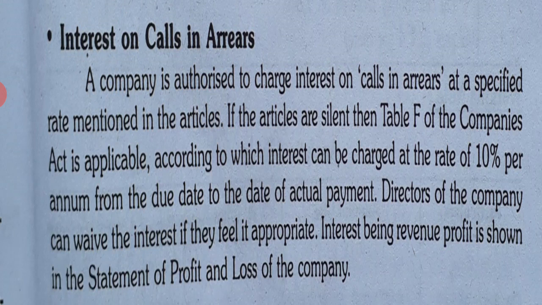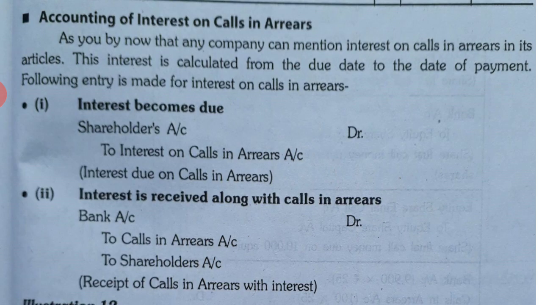So what entries are made for interest on calls in arrears? These entries will be made. First, when interest becomes due, shareholders account is debited and interest on call is credited, because interest is a revenue profit, therefore that will be credited, and the shareholder is liable to make the payment, therefore shareholders account will be debited. And when interest is received, money comes into the bank, therefore bank account is debited, and calls in arrears account, which will be closed, and shareholders account are credited.